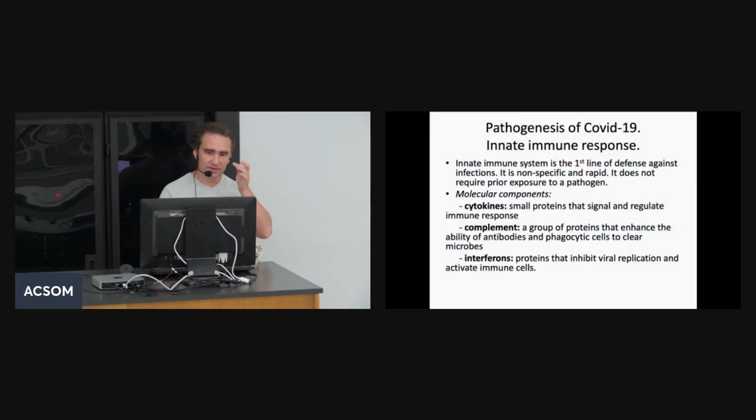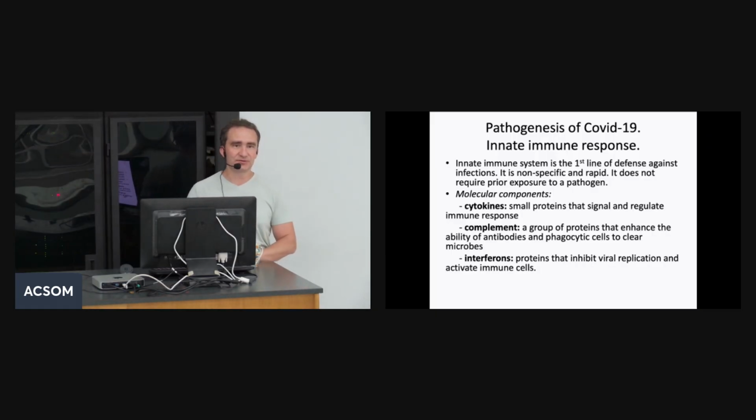So whenever we have interaction with a virus or bacteria, especially one we have never seen before, the first step of fighting the infection is the innate immune response. It's the first defense against infections. It's not specific and it's rapid, so even if the body never saw the virus or bacteria before, it still has some options to fight the infection, and it doesn't require prior exposure.